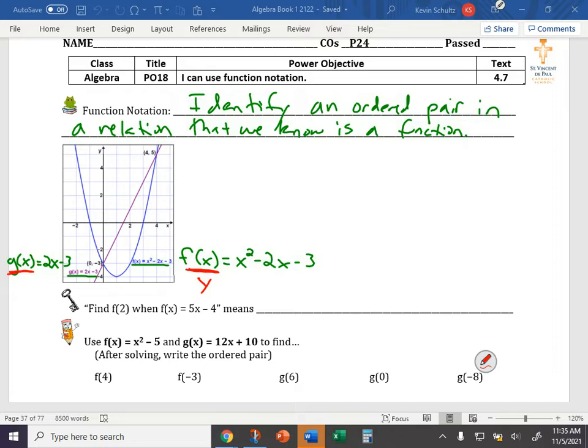Okay, and then g of x is also just another name for the variable y. We just replaced it with g of x, because we're using function notation. It tells us, a, this graph is a function, and b, it identifies which equation we're talking about on the coordinate plane. Okay, so important to remember here that when you see f of x or g of x, sometimes you'll see h of x, whatever it is, it's just another name for the variable y.